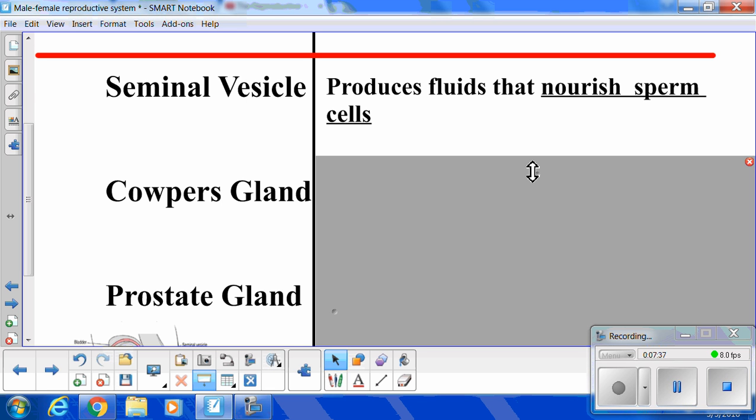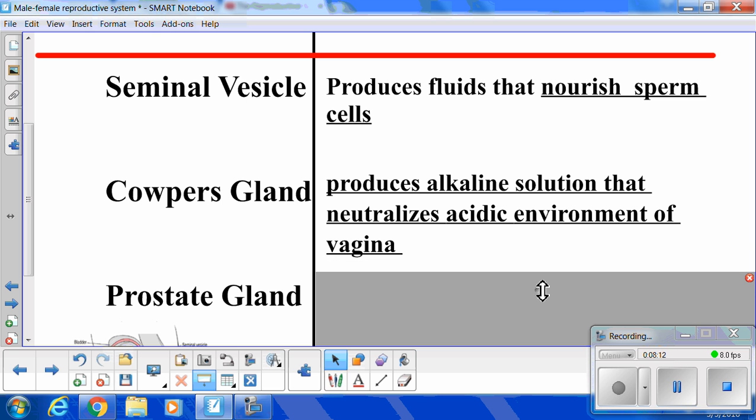Cowper's gland produces a slightly alkaline solution. You should recall from our study of pH, alkaline means a pH above 7, between maybe 7.1 and 14, but it produces a slightly alkaline solution of about an 8, and it helps to neutralize the female reproductive tract. The female reproductive tract is very acidic, and so as the sperm cells enter the female vagina and reproductive tract, they'll die if they're in an environment that's too acidic. And so Cowper's gland neutralizes some of that acidity from the female reproductive tract.